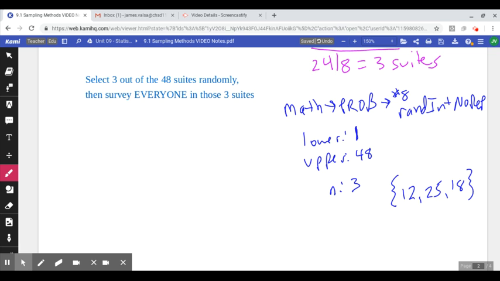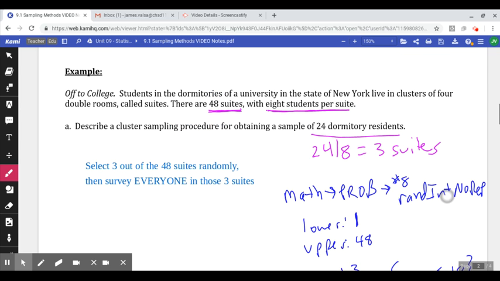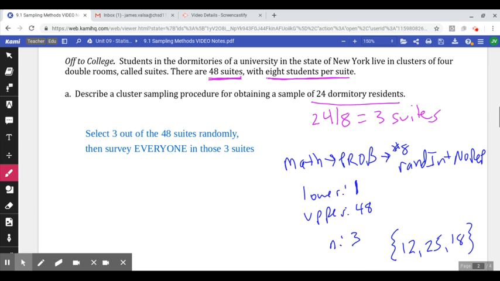And then if you're going to do this study, you would try to find a time when every single one of those people is at home, and you would go to suite 12 and interview all 8 people in suite 12. Then go to 25, interview all 8 people there, and then go to suite 18 and interview all 8 people there. And then that would give you your 24 dormitory residents, which was what we wanted right up here.